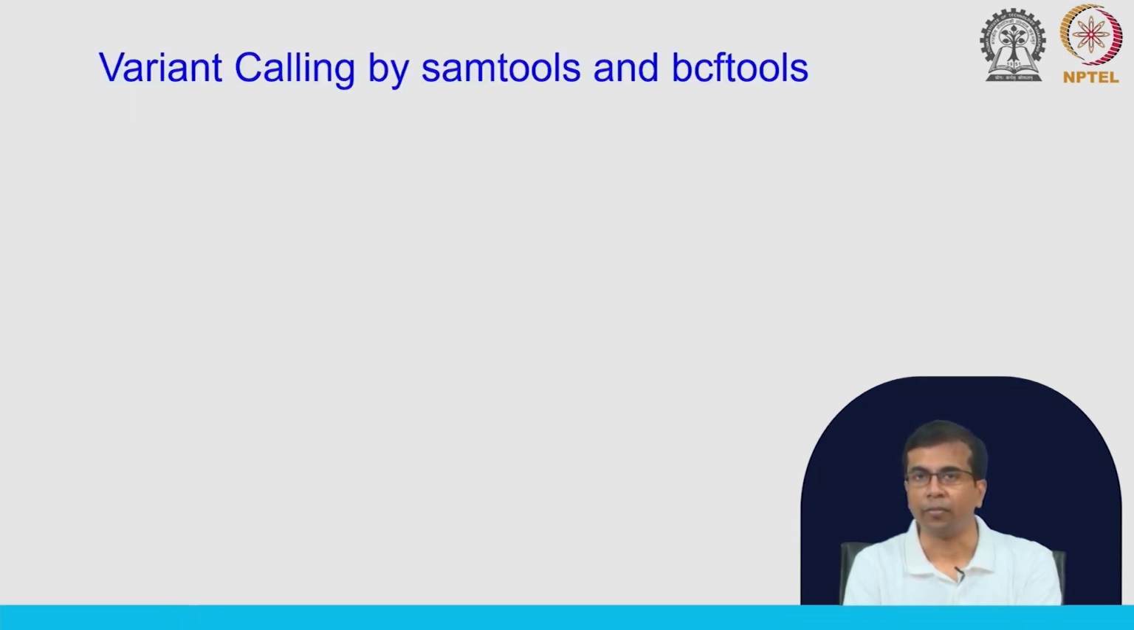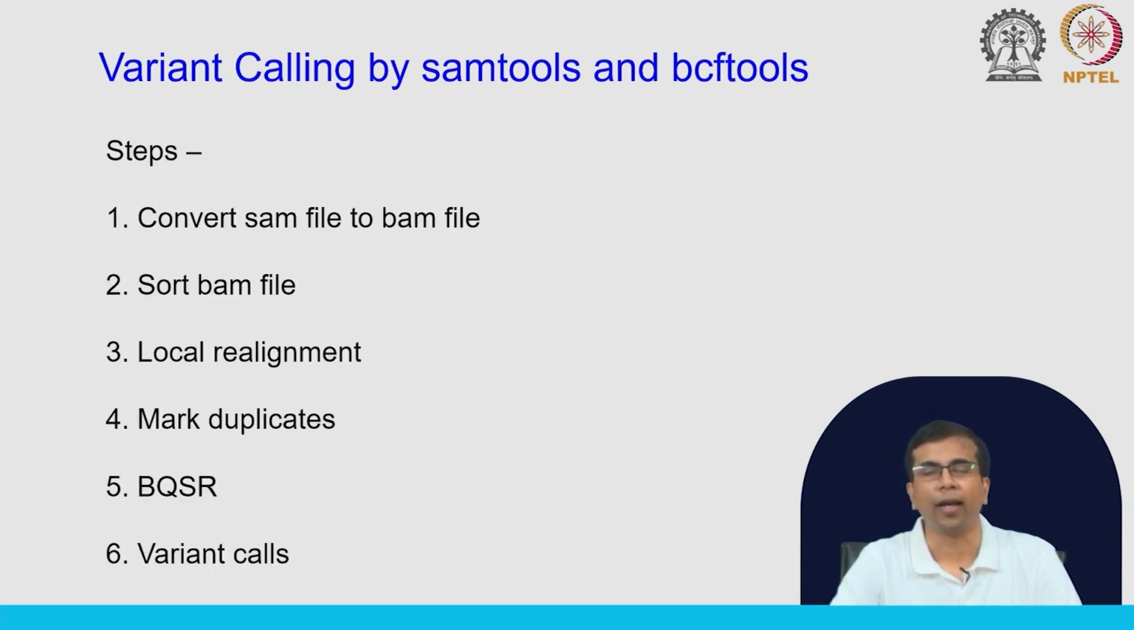Briefly, I will summarize the steps that we used in the last class to call variants using SAMtools and VCFtools. There are other tools, but we used SAMtools and VCFtools to do the variant calling, and here are the steps. I have just listed them from the last class. Again, you do not have to remember, but if you are following this pipeline you would have to go step by step.